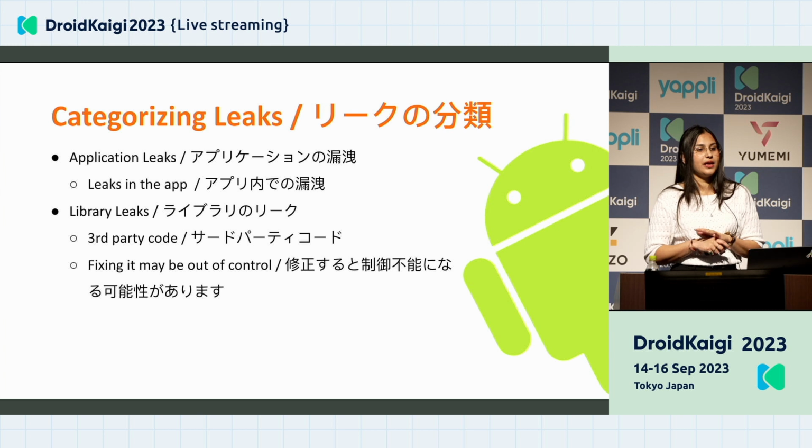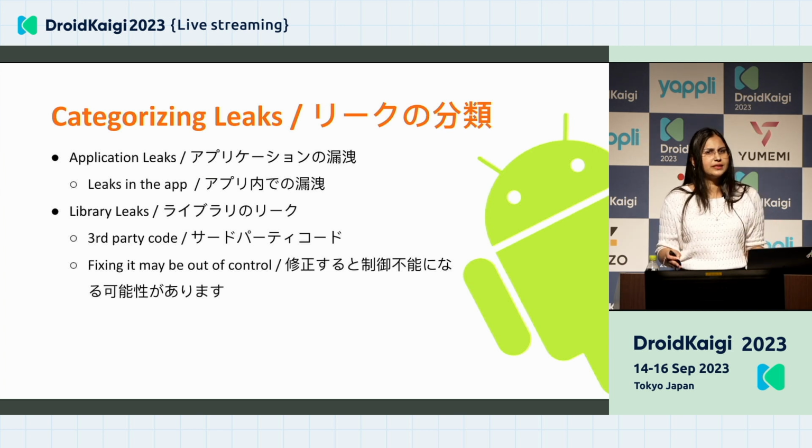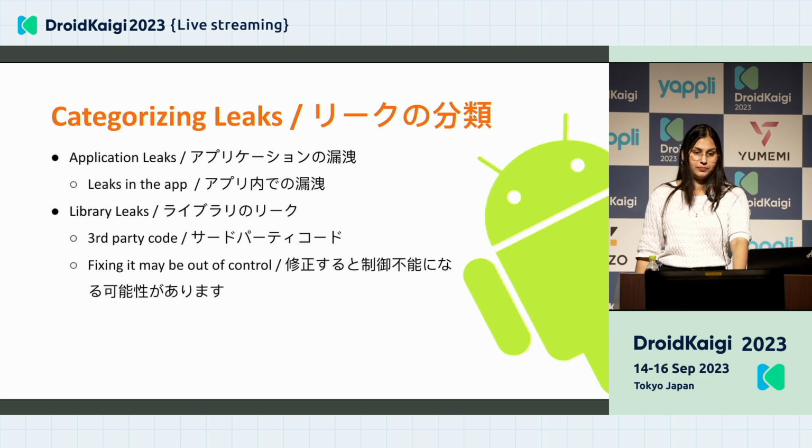So now we have every piece of information that could be extracted from the hprof file. But we use a lot of different libraries in our code, and there might be a situation where the leak is coming from a library. So LeakCanary separates the leaks it finds in your app into two categories. First are the application leaks, and then come library leaks. You can say library leaks are the leaks which are coming from third-party code, and fixing them may be out of your control. So LeakCanary separates them out.